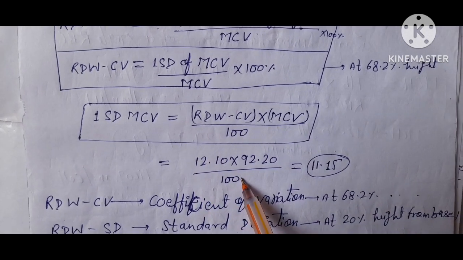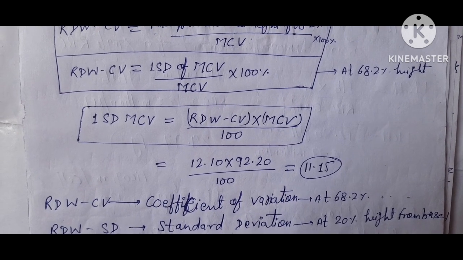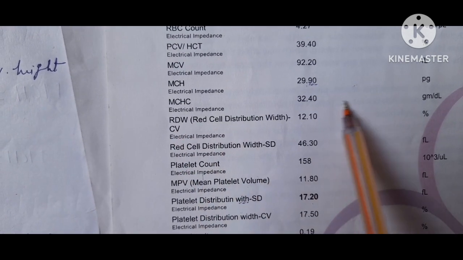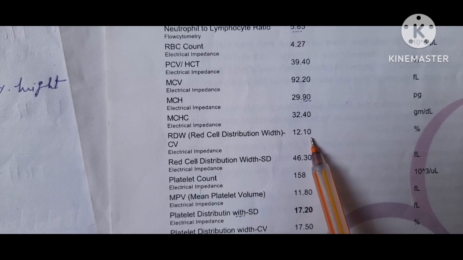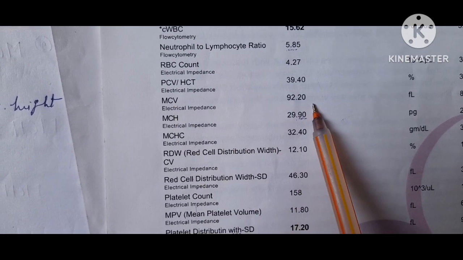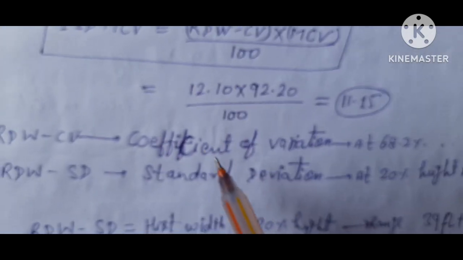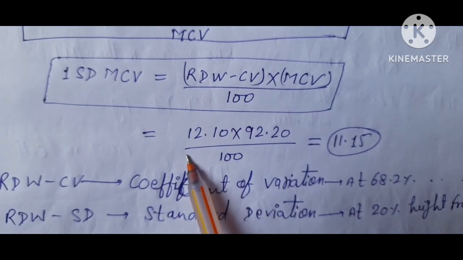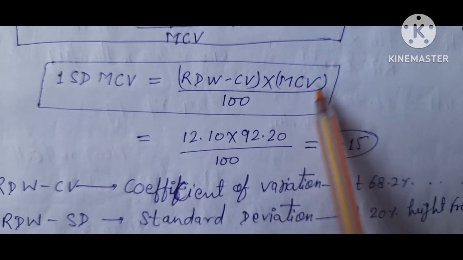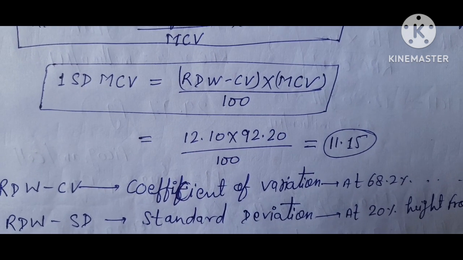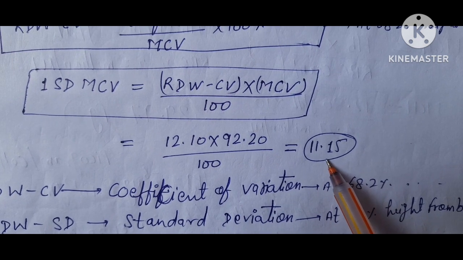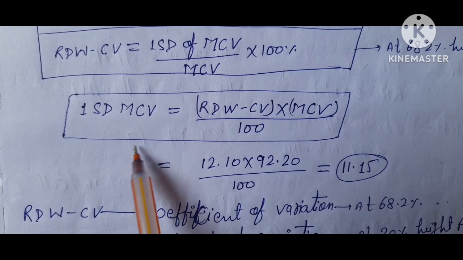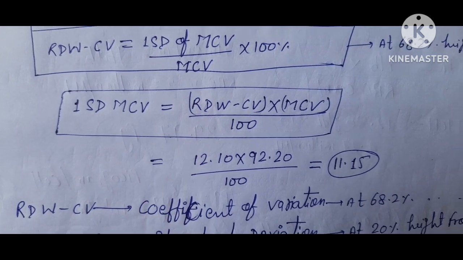So according to the report, you calculate here. In this report, RDWCV is given as 12.1 and MCV as 92.2. After putting in the values, RDWCV 12.1 multiplied by MCV 92.2 divided by 100 comes to 11.15. It will be counted as 1 SD of MCV.